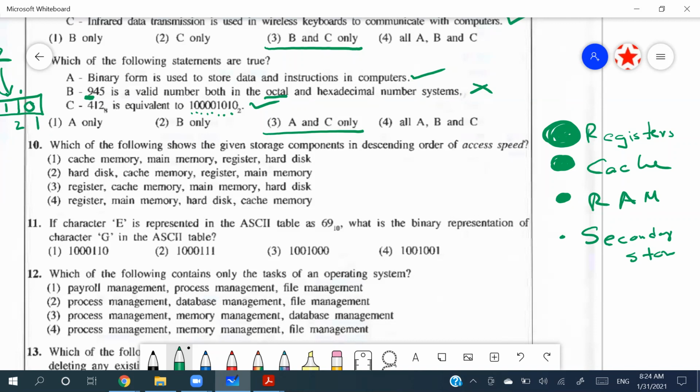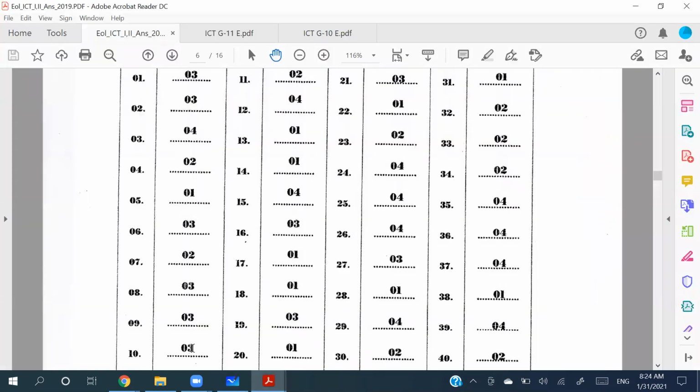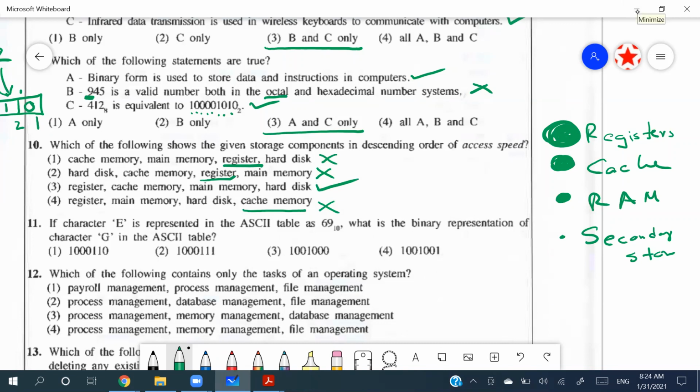If you look at options 1 and 2, cache memory is at the top in one, and hard disk is at the top with registers in the middle in the other. So those are wrong. We can go with the 3rd or 4th. In the 3rd one, register, then the cache memory, then the main memory, then the hard disk, which seems to be the correct one. The 4th one has register, then main memory, and cache at the bottom. Because of this, it is wrong. So the correct option is the 3rd one. So for the 10th, the answer is 3 again, right?